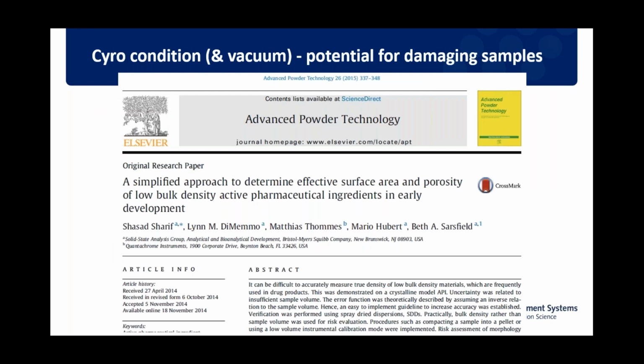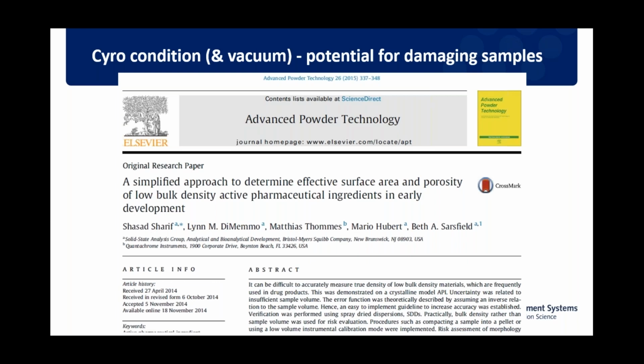So we talked about the effect of relative humidity. Now we're going to show some papers, not work done by us, but work done by other groups, where they looked at the effect of the vacuum or the thermal shock and the low temperature, and how that may affect materials. This one is looking at the effective surface area on some pharmaceutical ingredients.